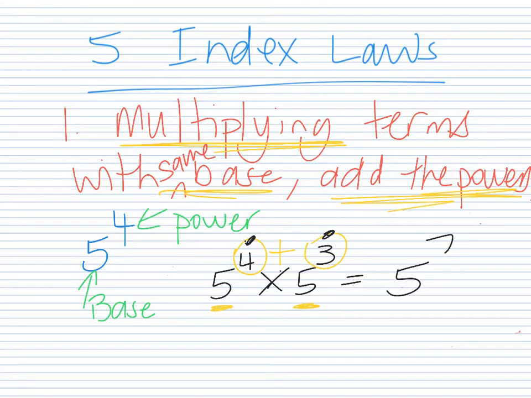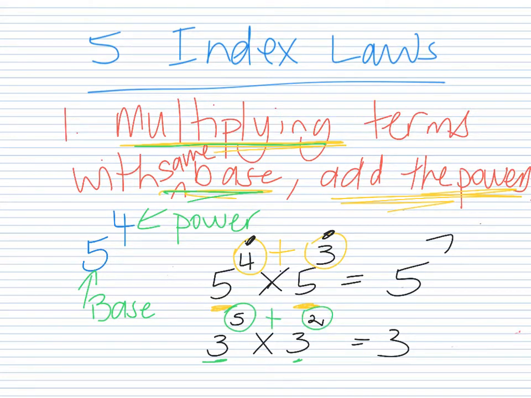Okay, so let's try that again, just to reiterate what I'm trying to say. So we had the figure 3 to the power of 5 multiplied by 3 to the power of 2. Again, when we're multiplying with the same base, what we're saying is that we need to add the 5 and the 2. So in this case, we have 3 to the power of 7.